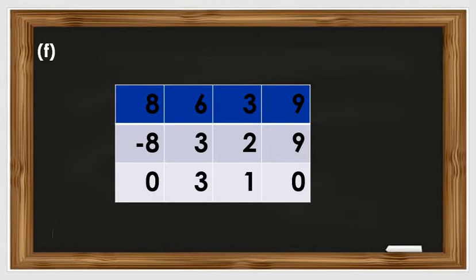Then further, the thousands place. So in the thousands place we can take out from 8 minus 8. Yes, we can easily take out from 8 minus 8. So 0. So here in the thousands place, 8, 8 and 0. So what is the answer?